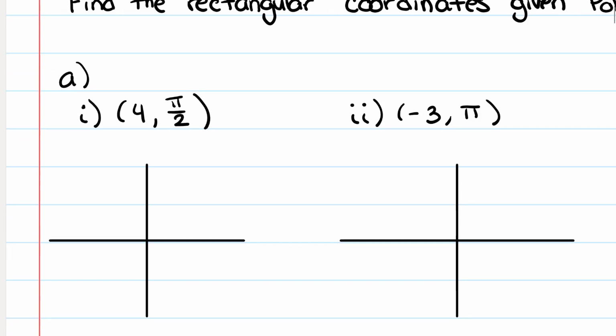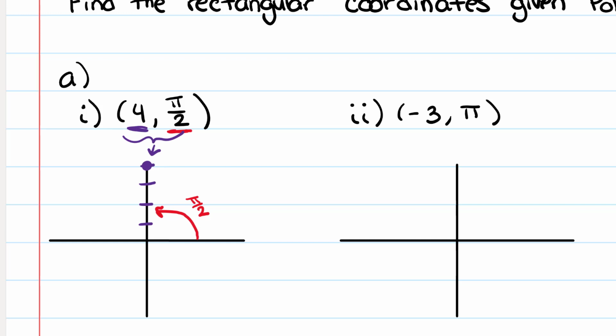The first thing I look at is the second value, because that tells me how much I need to rotate. So I need to rotate pi over 2, and pi over 2 is going to take me all the way to the y-axis. Then this number, 4, tells me I need to move up 4. So 1, 2, 3, 4. So I'm putting my point right here. This is the point 4 comma pi over 2.